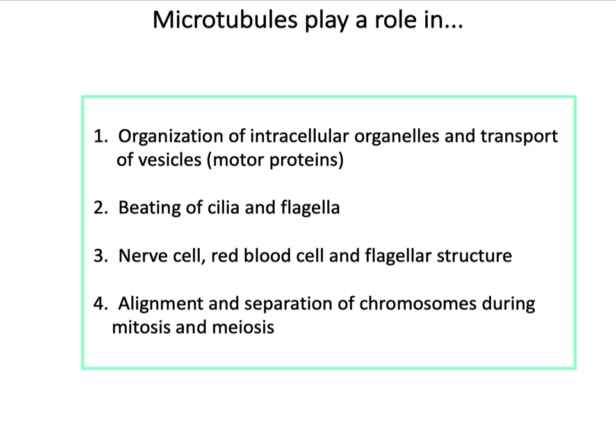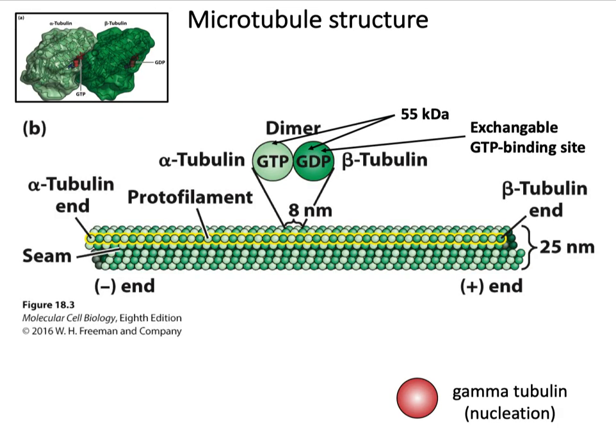And finally, they are responsible for the alignment and separation of chromosomes during different kinds of cell divisions, such as mitosis and meiosis. In this part, we are going to cover the first three. Then later on, when we talk about cell division, we will revisit the microtubules and see how they function in helping to separate the chromosomes and distributing chromosomes to the daughter cells during cell division.